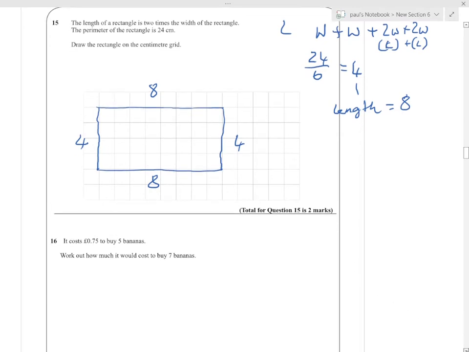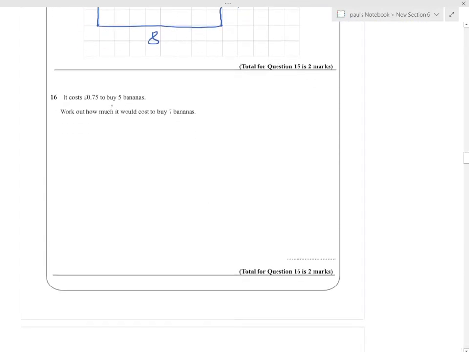Right. It costs 75 pence to buy 5 bananas. How much to buy 7 bananas? Okay, so 0.75 divided by 5. Then that will find the price of 1 banana. So that's nothing. That's 1. That's 5. So it's 0.15 per banana.